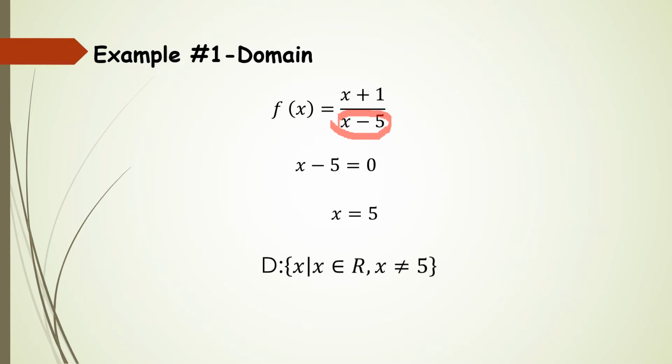Thus, ang domain natin sa set filter notation ay x such that x is an element of real number where x is not equal to 5. So, meaning, lahat ng x ay kasama sa solution set maliban sa 5 since pag na-substitute natin ng 5, magkakaroon tayo ng denominator na 0. Then, pag nag-0 yung denominator natin, magiging undefined ang ating function.